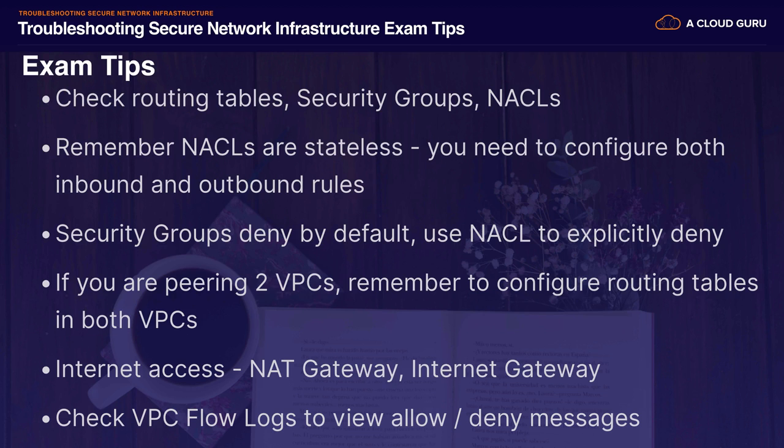If you're peering two VPCs, do remember to configure the routing tables in both VPCs, otherwise it will not work. And if you're configuring internet access, use a NAT gateway or an internet gateway. It's the NAT gateway for your private subnets and the internet gateway for public subnets. And do remember to configure your routing tables as well so that traffic destined for the internet gets routed through the NAT gateway or the internet gateway.